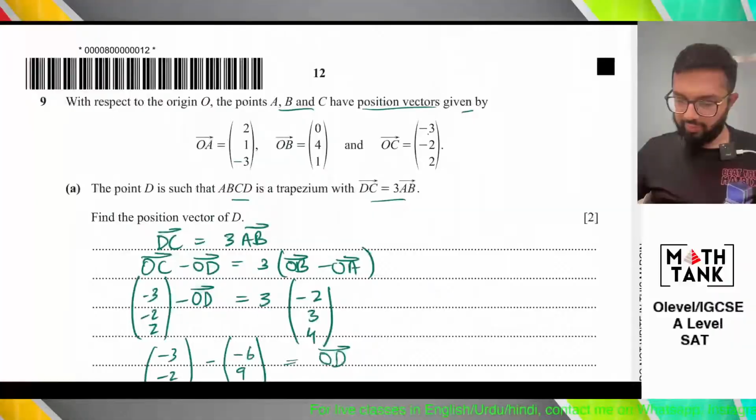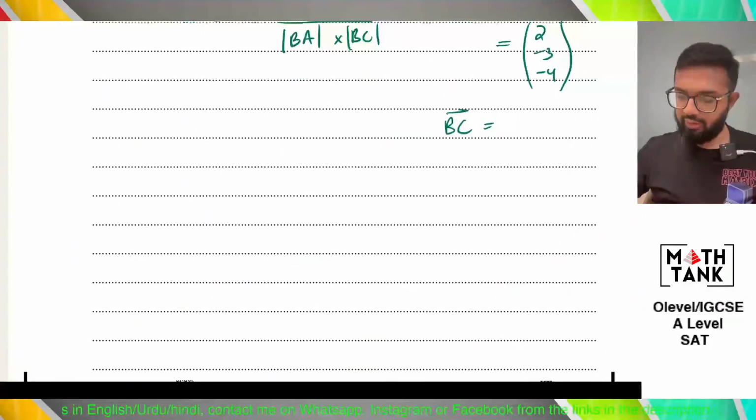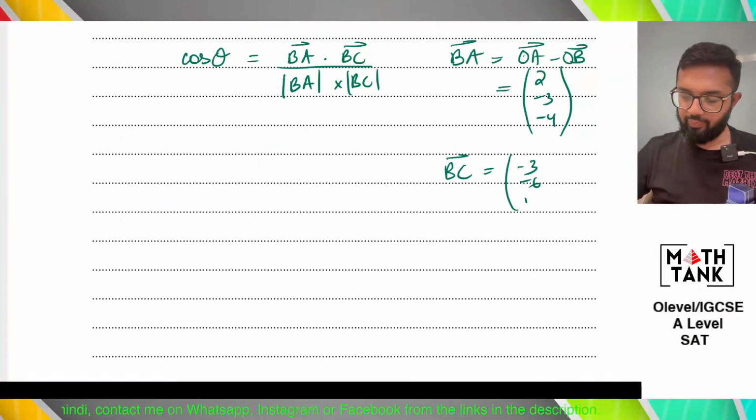Okay, BC is OC minus OB, so minus 3, minus 6, and 1. Minus 3, minus 6, and 1. Okay, that's OC minus OB.